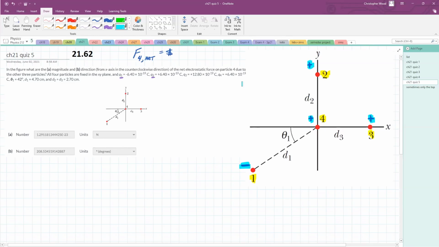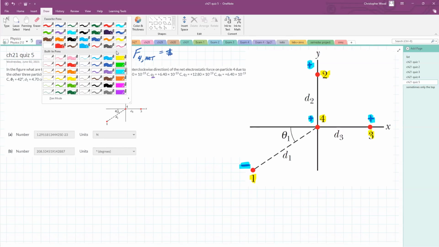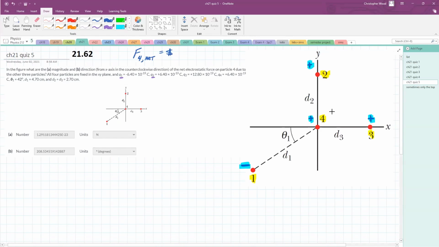So now let's do a free body diagram. Let's draw the forces acting on particle 4. That is, after all, what I'm after here. So between 1 and 4, this is what's happening. Particle 1 will attract particle 4. Done. What about particle 2? Particle 2 will repel particle 4. How do I know that? Particle 2 is positive. Particle 4 is positive. There's mutual repulsion there.